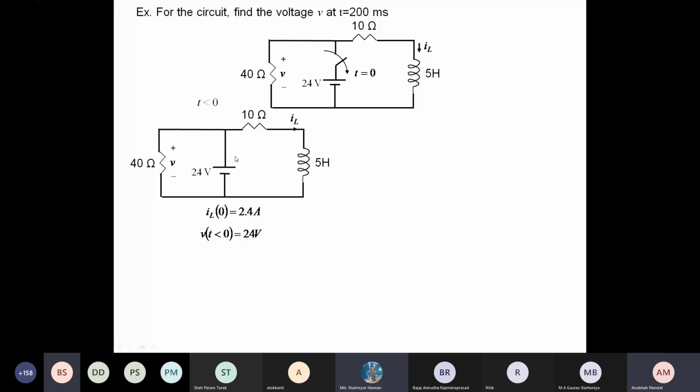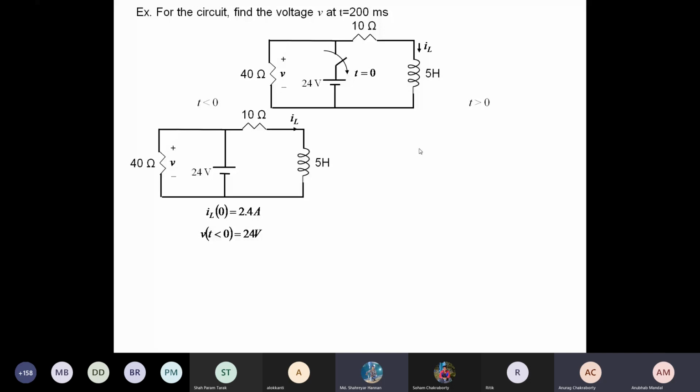Sir, is it 13 volt? Sir, the answer is 13 volt. Sir, 16 volt. 12.99218 volts. So 16 volt I'm getting.